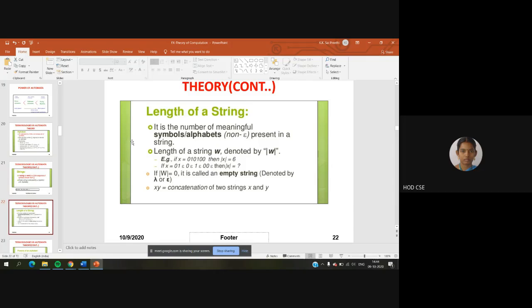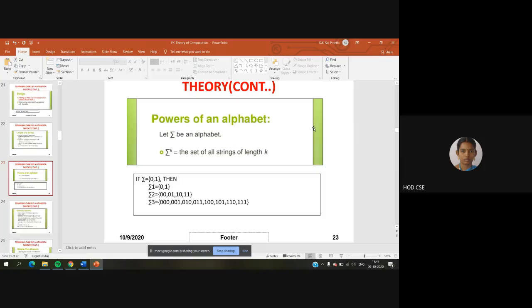Okay. The length of a string is a number. For example, if your string is W, we denote the length of the string as mod W. If your string X has the symbols 010100, then mod of X is equal to 6. There are 6 symbols in that. If the length of W equals 0, then it is the empty string denoted by epsilon. Okay.